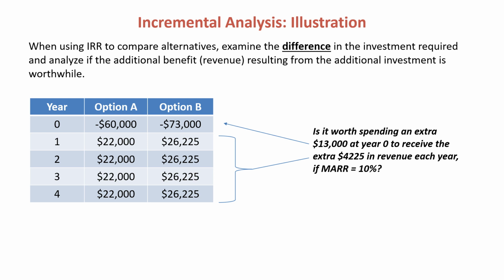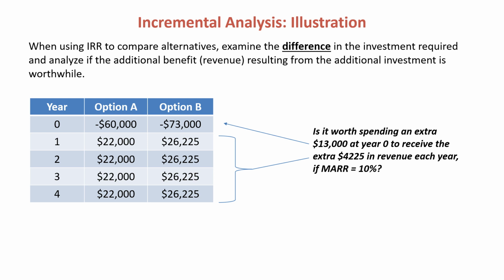Okay, so just as an illustration, we have two options in this setup. Option B costs $73,000 for the initial acquisition. Option A is $60,000. So you can see that the added cost between the alternatives is $13,000 at year 0. And then what you get for that additional investment is an extra $4,225 in revenue each year.